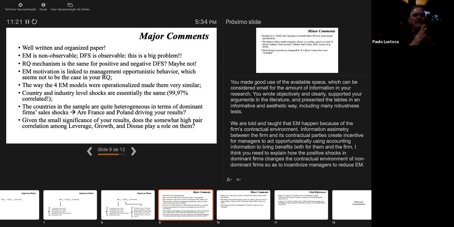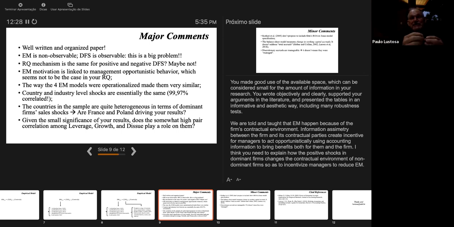The way the 4 earnings management models were operationalized made them very similar. You posed in your presentation the similarity between the models in terms of discretionary accruals as something positive, and I see this as something negative, because you use virtually the same model. They are not changing the discretionary accruals, and they are very correlated. You could change the way of measuring the variables to get different measures of discretionary accruals, not similar ones. Because if they are similar, there are not many advantages to using different models of discretionary accruals.